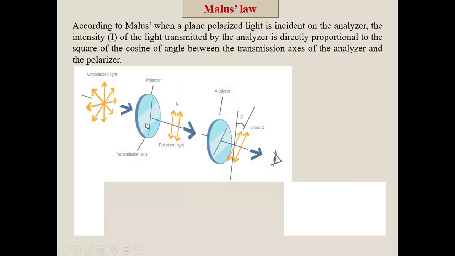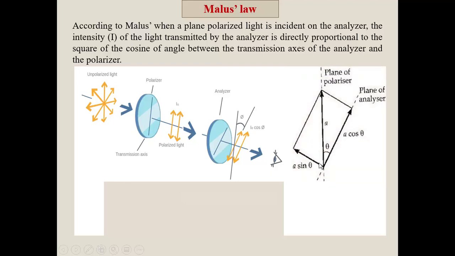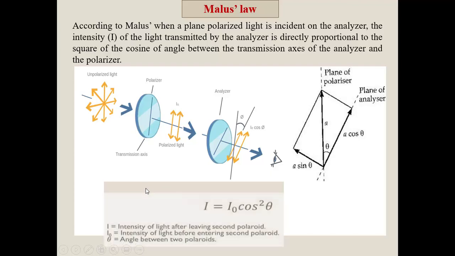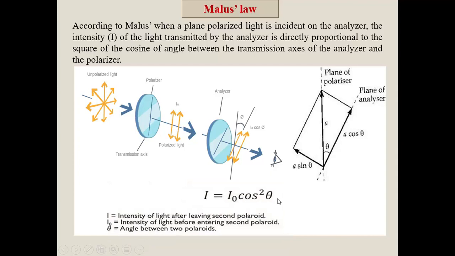So you see, this is a polarizer, this is the analyzer. So if the polarizer and analyzer make an angle theta with each other, say this is the vertical axis of the polarizer, this is the vertical axis of the analyzer, and say they make an angle theta with each other, then the intensity of the light which you get from the analyzer will read as I = I0 cos²θ, where I is the intensity of the light after leaving the second polaroid, I0 is the intensity of light before entering the second polaroid, and theta is the angle between the two polaroids.